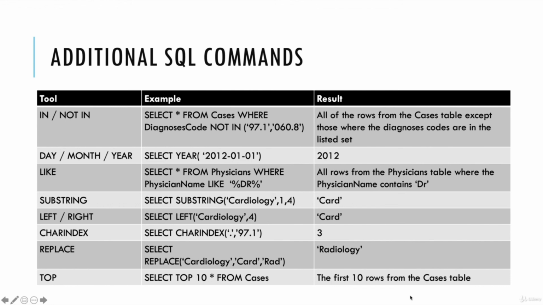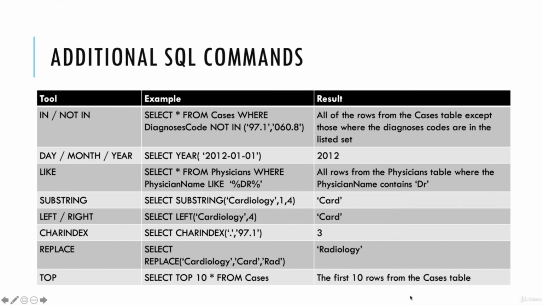Some special formatting for dates. If you have a date column, you can use day, month, or year on the front of it, and that'll give you back just that portion. In this example, we have year wrapped around our date column of 2012, January 1st, and the result will just be the year 2012. We already talked about like. This is just another reminder that you can use like with wildcards.